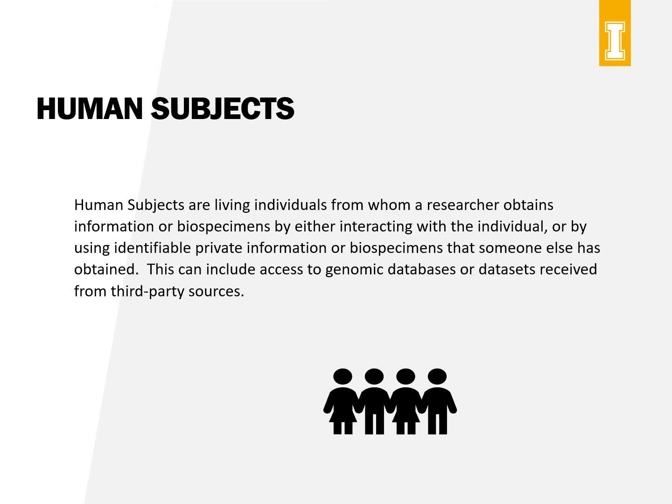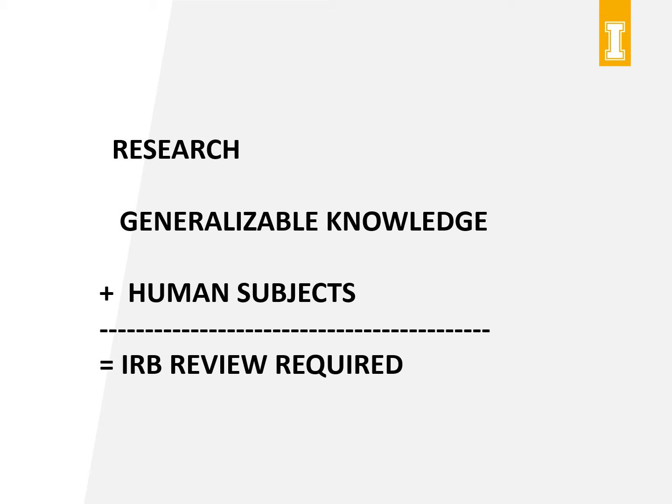The next definition is human subjects. Human subjects are living individuals from whom a researcher obtains information or biospecimens by either interacting with the individual or using identifiable private information or biospecimens that someone else has obtained. Some non-intuitive examples include access to genomic databases or data sets received from third-party sources. So, if you are conducting research that will provide generalizable knowledge, and you are using human subjects, you will need IRB review.